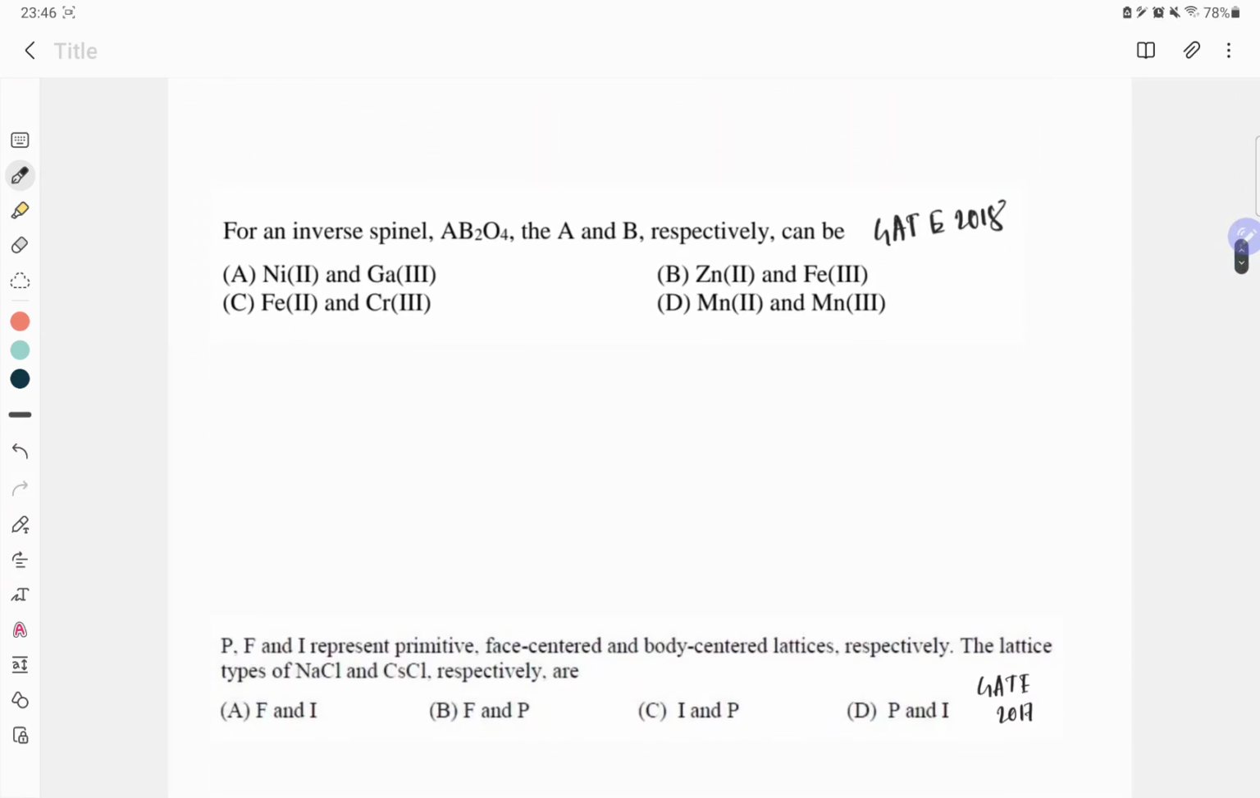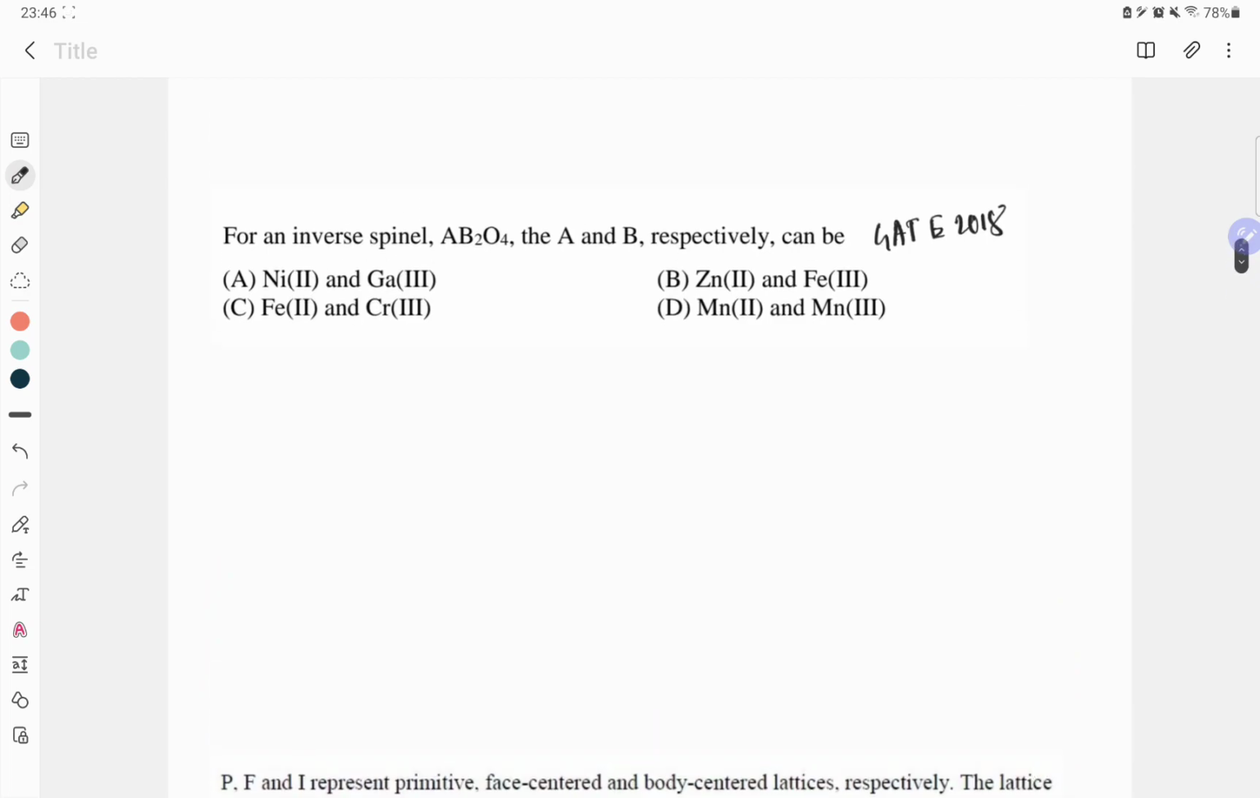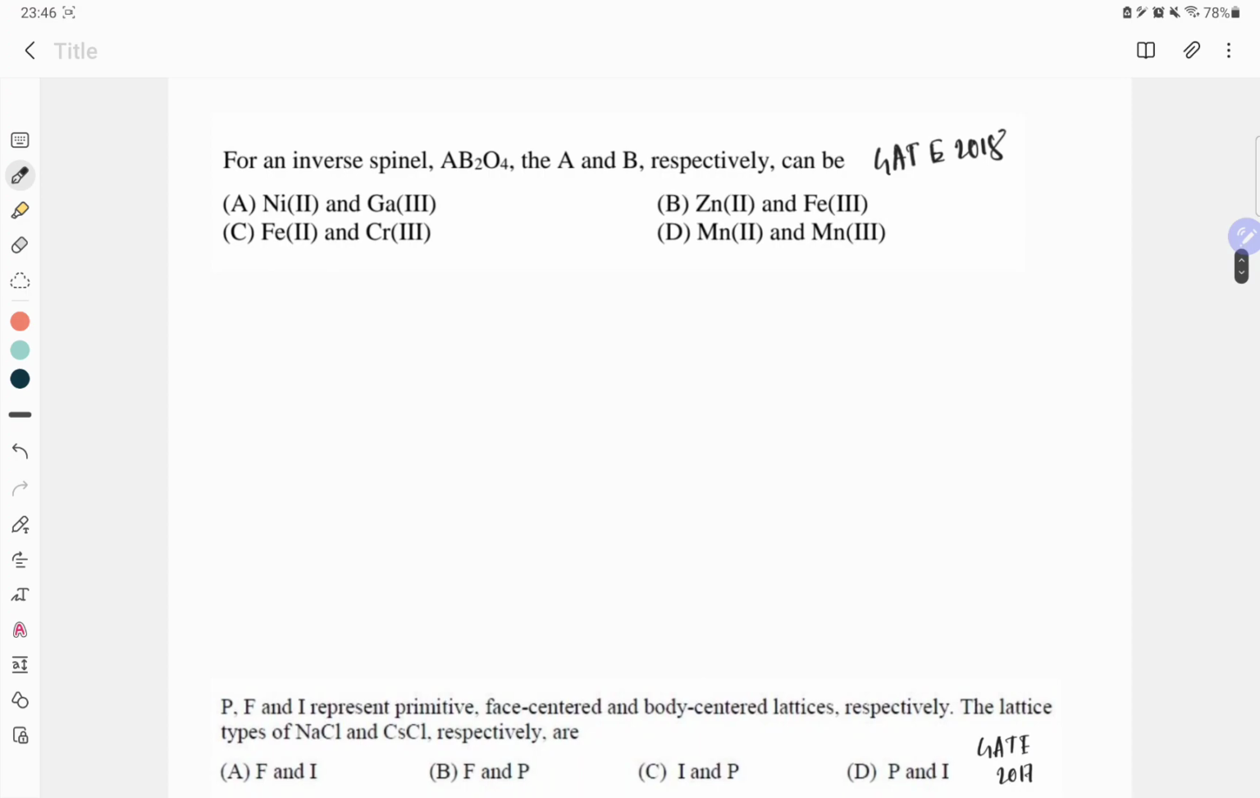So next question is for an inverse spinel that comes in GATE 2018, okay. For an inverse spinel AB2O4, A and B respectively, which one creates the inverse spinel, okay. This is the question here.